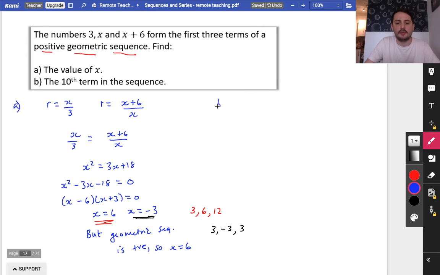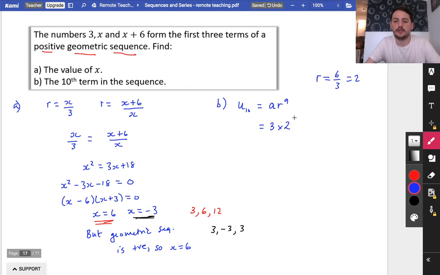And now part B of the question says find the 10th term in the sequence. So we're trying to find out what U10 is, which we know is going to be ar to the 9. So we can clearly see that a in this case is 3, and we've worked out that the common ratio, we actually haven't worked out what the common ratio is yet. Maybe we should have a think about that. So our first term is 3, and we're going to do our common ratio to the power of 9. Well, the common ratio is just x over 3 that we've got over here. So our common ratio is going to be 6 over 3, which is 2.